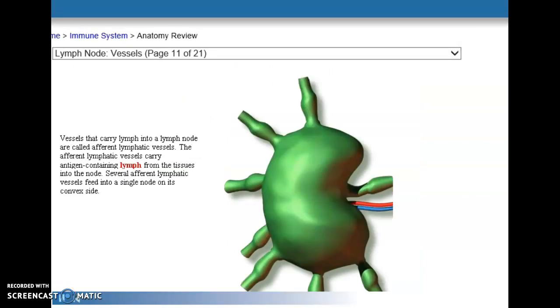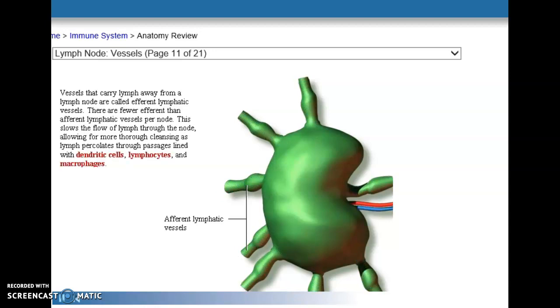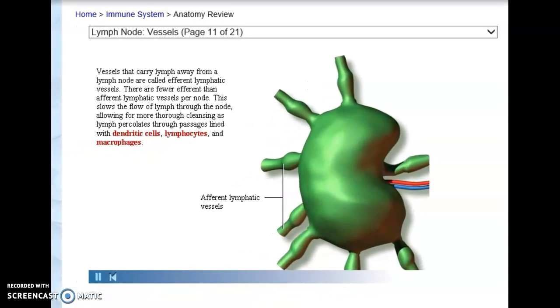Lymphatic vessels feed into a single node on its convex side. Click an afferent lymphatic vessel. Vessels that carry lymph away from a lymph node are called efferent lymphatic vessels. There are fewer efferent than afferent lymphatic vessels per node.